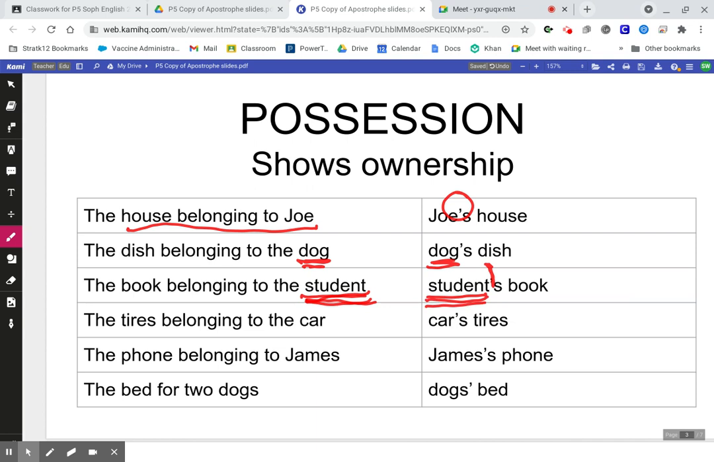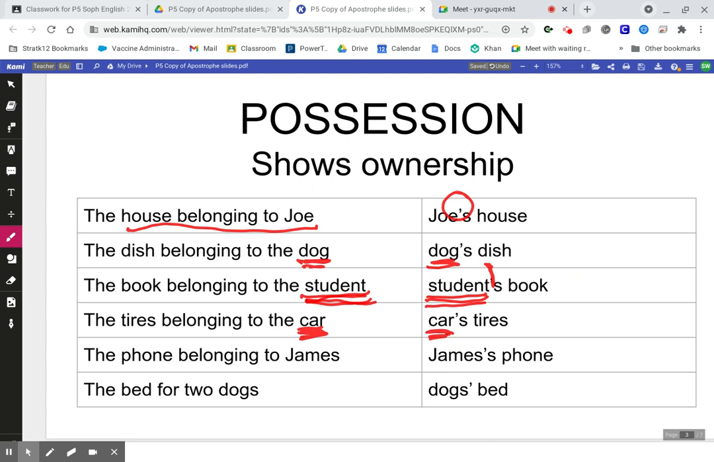If I put an apostrophe and didn't say the S, the student book, it's easier to understand what I'm saying when I say the student's book. Whose book? The student's book. All right? And the apostrophe turns into a sound of an S. But it's not plural, of course. The tires belonging to the car, the owner is the car, so it becomes the car's tires. The apostrophe goes after car. Notice that the apostrophe always goes after the owner.